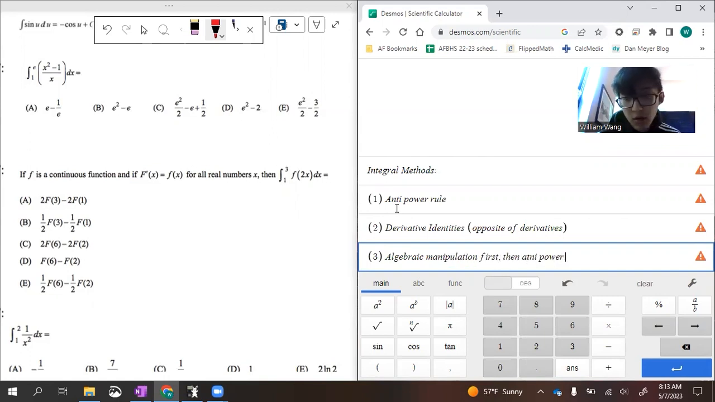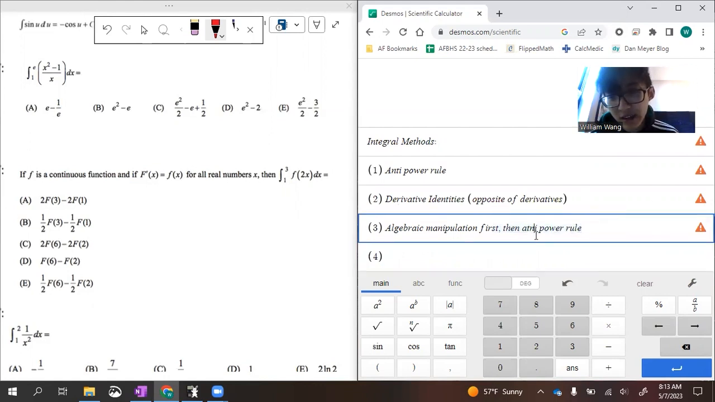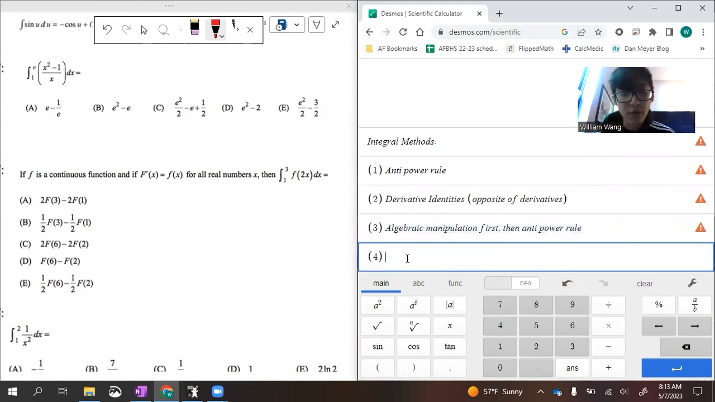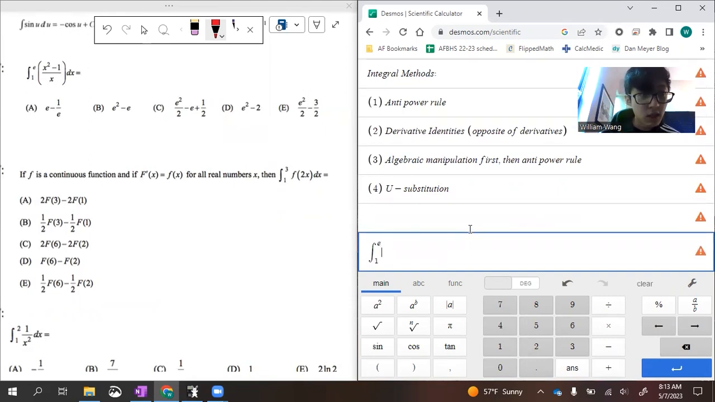Then anti-power rule, that sort of stuff. So you'll see what I mean in a second. And the fourth method is, so these are all very standard. Like I almost don't want to call them methods because I think you guys know these. The fourth one, we really only have one main one, which is u substitution. Unlike derivatives, which have product rule, quotient rule, etc., we just have one main method for integrals, which is u substitution.